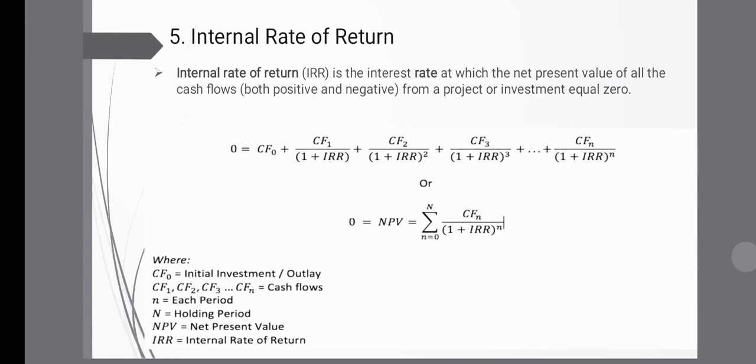IRR is the interest rate at which the net present value of all the cash flows, both positive and negative, from the project or an investment equals 0, which means it is the rate of return, the discounting rate at which the present value of cash outflow is equal to the present value of cash inflow. Hence NPV will be 0 at IRR.